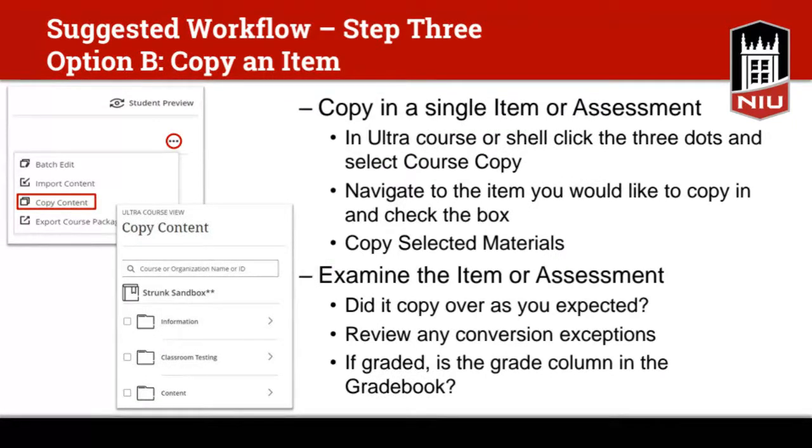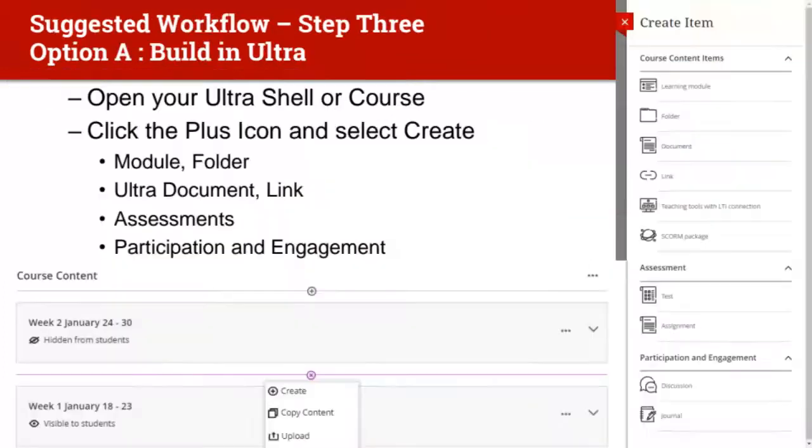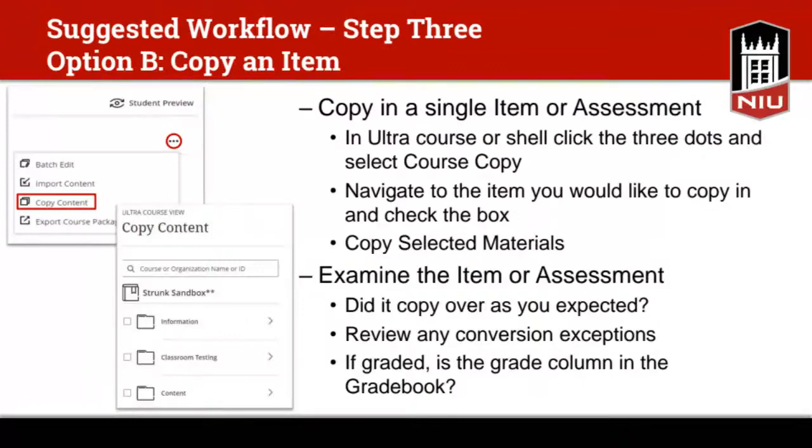Okay, so you can copy in, as I said, a single item or an assessment, right? So in an Ultra course or shell, all you have to do is click the three dots right up in the top corner under student preview to get to the copy content. Also, I don't know if you remember, but on this create item panel, there's also a copy content selection or here. So either way will take you to the same copy content slide out. And what happens then is the copy item will slide out.